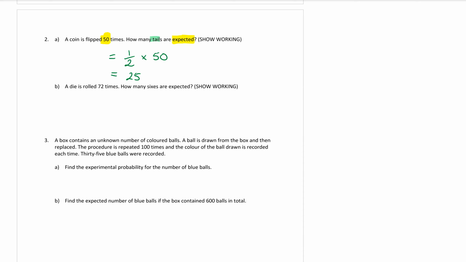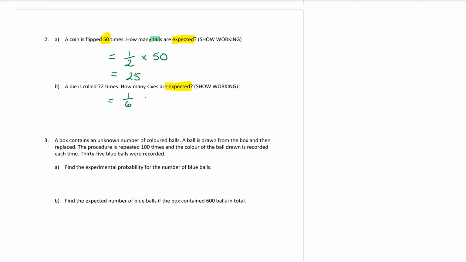So let's do it again for part B. A dice is rolled 72 times. How many sixes are expected? So there's that lovely word expected again, which tells us that we want to use that formula. So we want the probability of rolling a 6. So on a normal dice, there's 1 six out of 6 choices. So it's a probability of 1 out of 6.